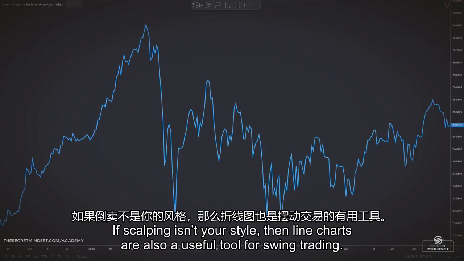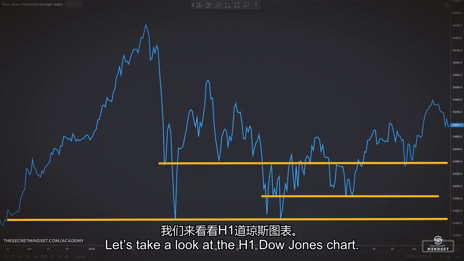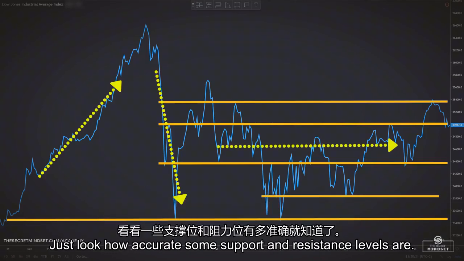If scalping isn't your style, then line charts are also useful for swing trading. Let's take a look at the 1-hour Dow Jones chart. We have almost 5 months of price action, during which we recorded a strong rally to the upside, a huge market correction, and a period of consolidation. Just look how accurate some support and resistance levels are.